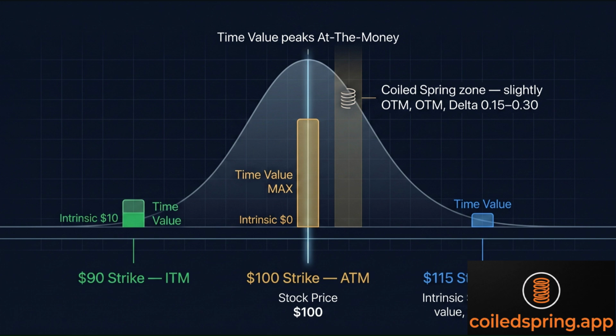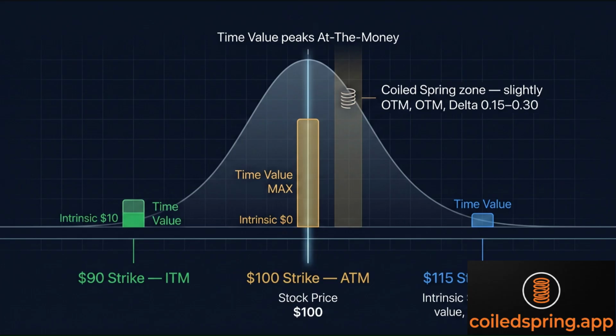Now here's why moneyness matters beyond just describing where we are. Moneyness determines the delta of an option, how much the option price moves per dollar of stock movement. It determines gamma, how quickly that delta changes. It determines the composition of the premium between intrinsic and time value. Moneyness is not just a label. It describes how your option behaves.